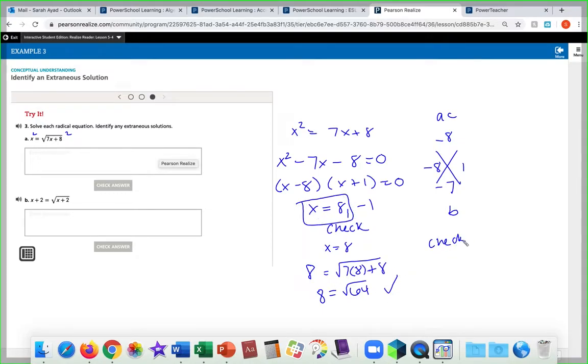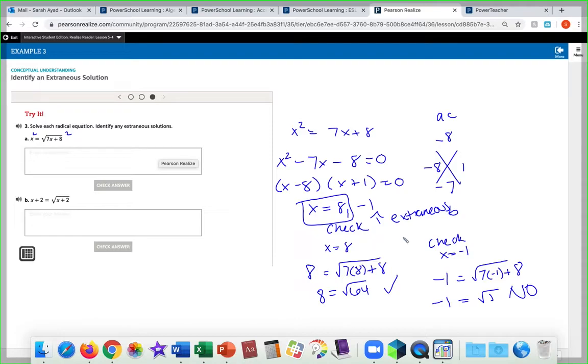Now I'm going to check x equals negative 1. Negative 1 equals the square root of 7 times negative 1 plus 8. That's negative 7 plus 8, that's 1. Is the square root of 1 equal to negative 1? No, it is not. The square root of 1 is 1. So therefore, negative 1 is an extraneous solution.